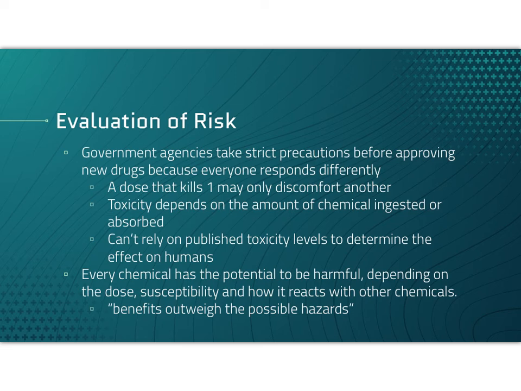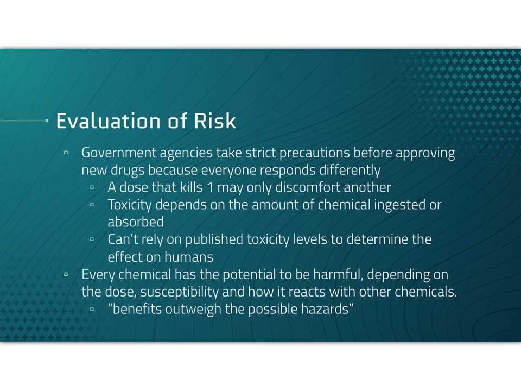So, knowing this, government agencies take strict precautions before approving new drugs because everyone responds differently. A dose that kills one may be only discomforting to another, and toxicity depends on the amount of chemical ingested or absorbed. We can't rely on published toxicity levels to determine the effect on humans if it wasn't studied on humans. Of course, we wouldn't want to have a study where we're looking at how much will kill you. Nobody would ever sign up to participate in that study. So we use our information from mice and rats typically to inform what would happen to humans.